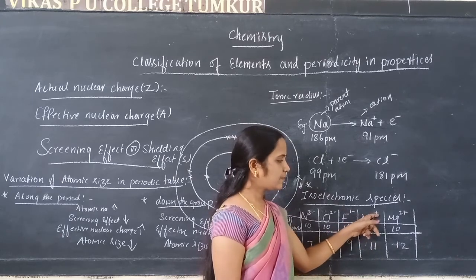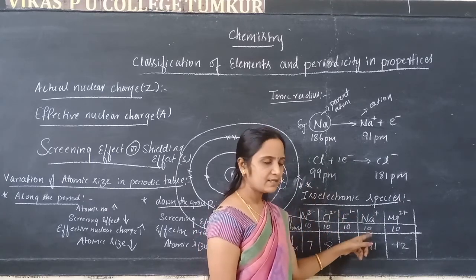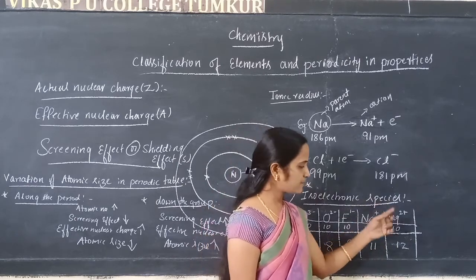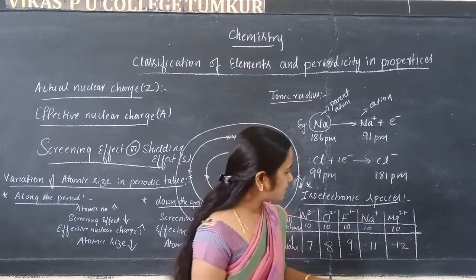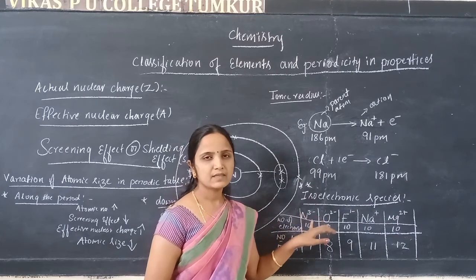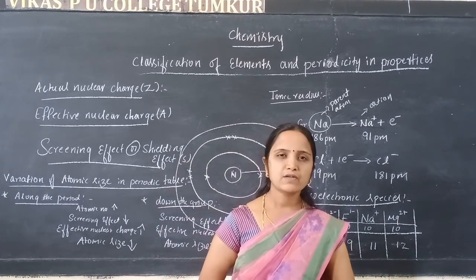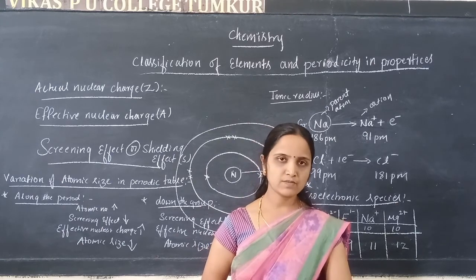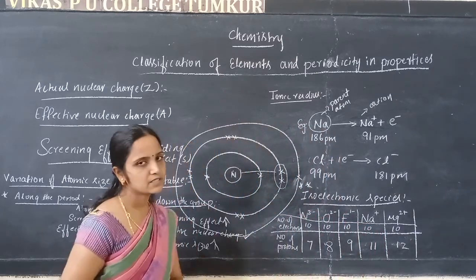Like this only, plus means removal of electrons. The atomic number of sodium is 11. Removal of 1 electron gives 10. The atomic number of magnesium is 12. Removal of 2 electrons gives 10. So isoelectronic species means ions of different elements having the same number of electrons but a different number of protons are called isoelectronic species.